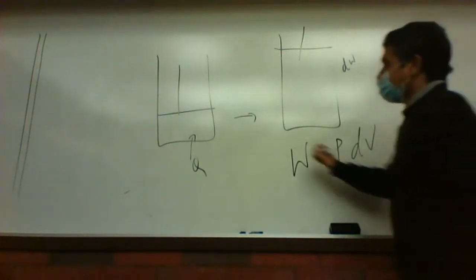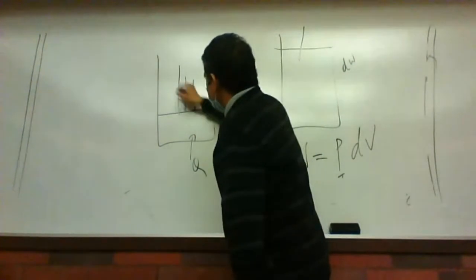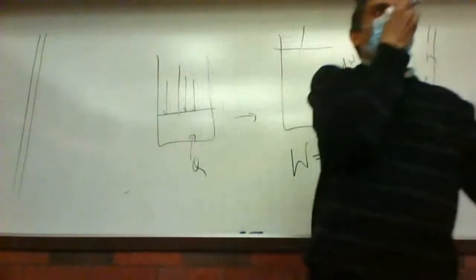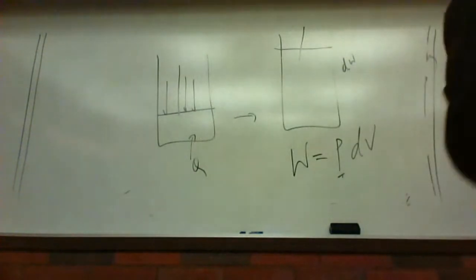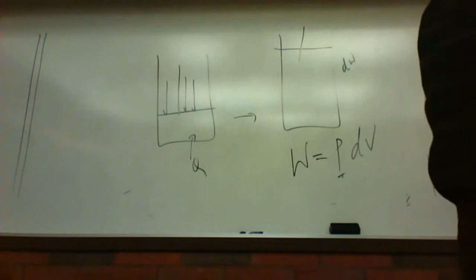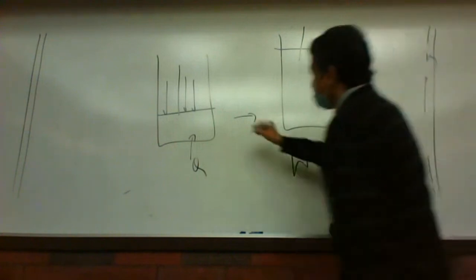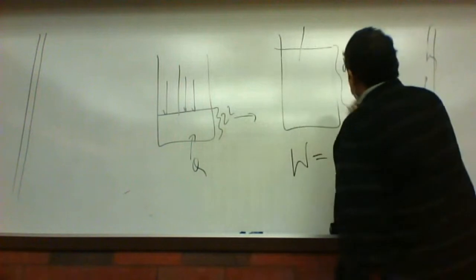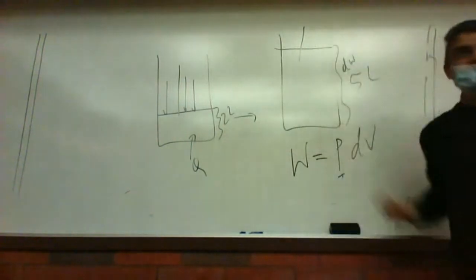So what is P? It is how much pressure is pushing the piston down from outside. If I am doing this experiment in this room, the atmospheric pressure pushing the piston down is the P. Make sense? And what is the volume change? Let's say at the beginning I have 2 liters. Now at the end I have 5 liters, right?